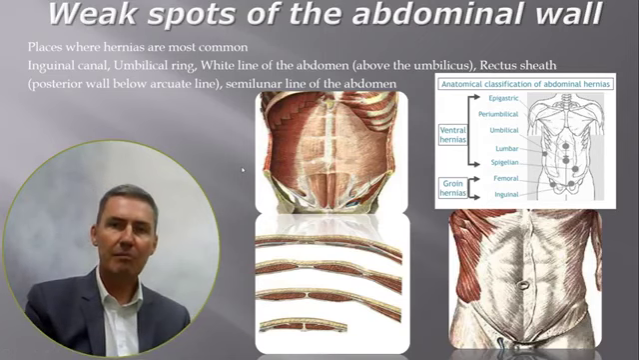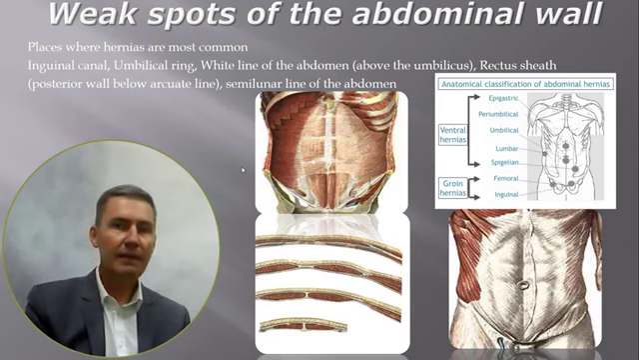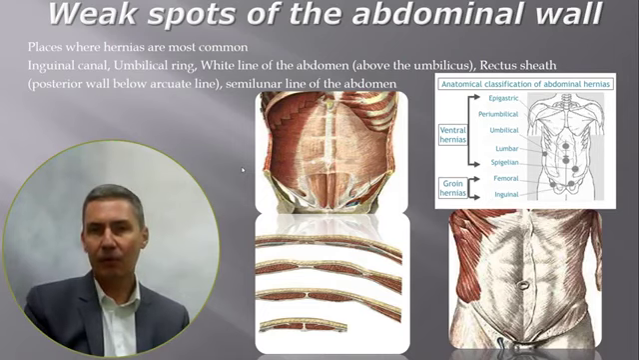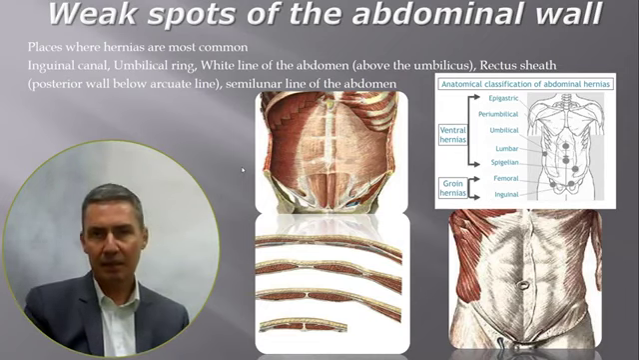You have to remember about the weak spots of the abdominal wall. What are the weak spots or weak places of the abdominal wall? The places where hernias can occur most often, because in these places the layer of muscular covering is too thin. Some spaces in between the muscles could be present, or there may be some other reasons.